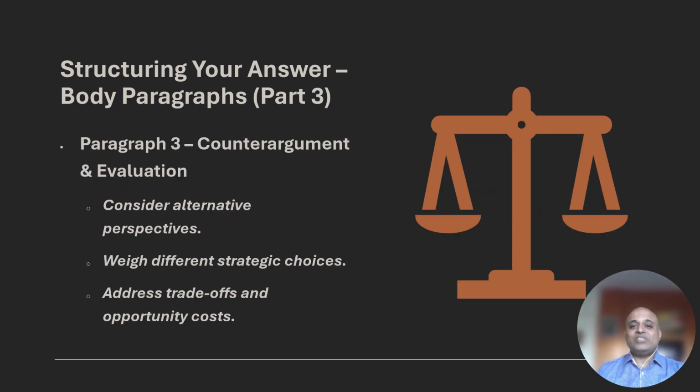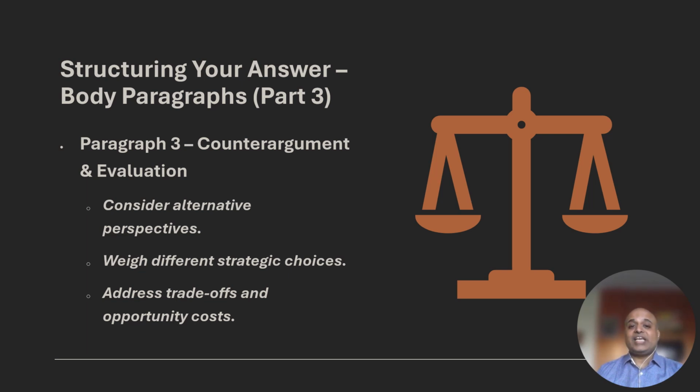Now here's where we separate the top scorers from the rest. Evaluation. This is where the magic happens and where you can secure those last 6 marks. Step 1. Introduce a counter argument. Think like a business critic. A strong IB answer doesn't just present one side, it considers alternatives and challenges its own recommendations. This is where you show that you can think like a strategic business leader.